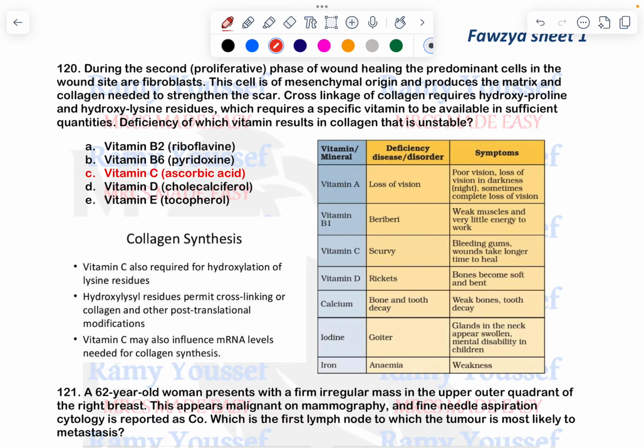A 62-year-old woman presents with a firm irregular mass in the right upper outer quadrant of the right breast, which appears malignant on mammography. Fine needle aspiration cytology reports carcinoma. The first lymph node to which the tumor is most likely to metastasize: anterior axillary group. Now you see vitamin A, vision; B1, beriberi; C is scurvy; D rickets; D calcium; iodine, goiter.